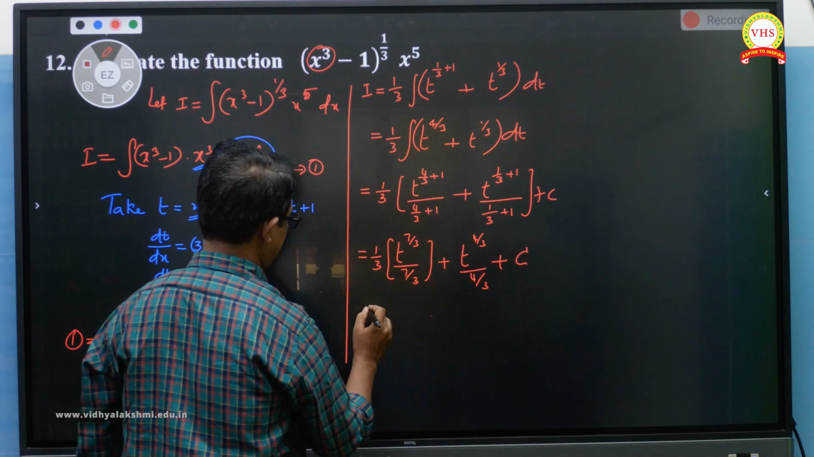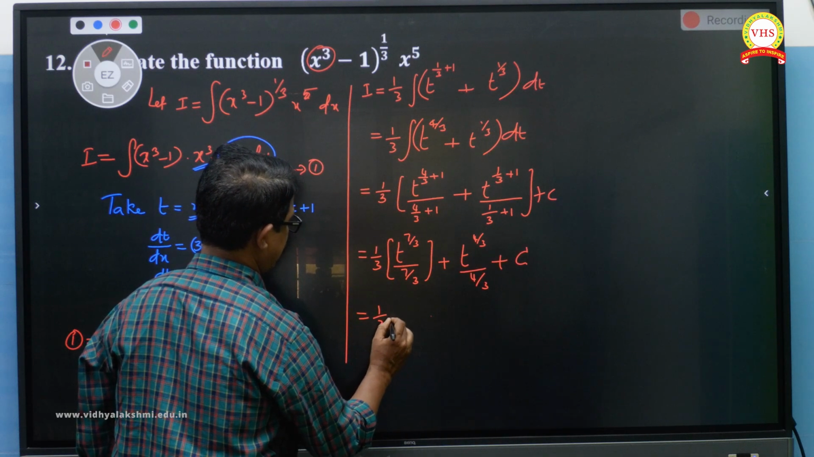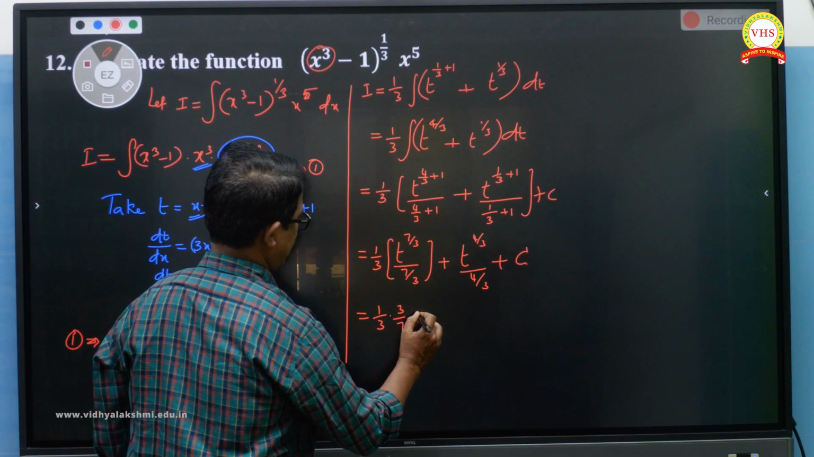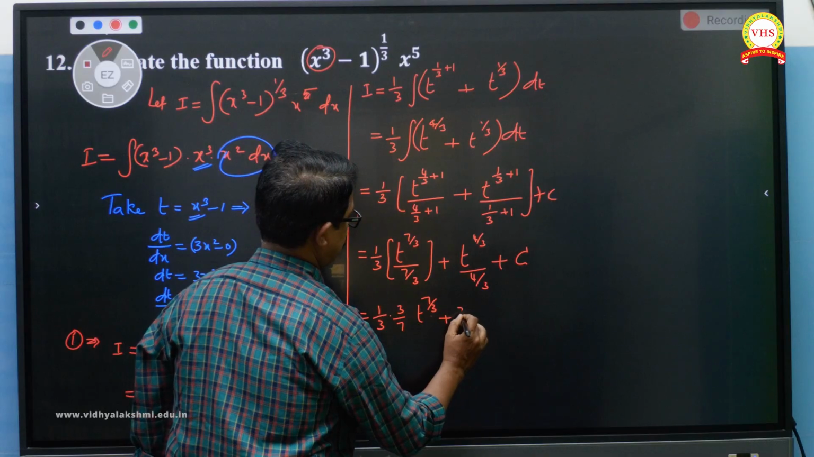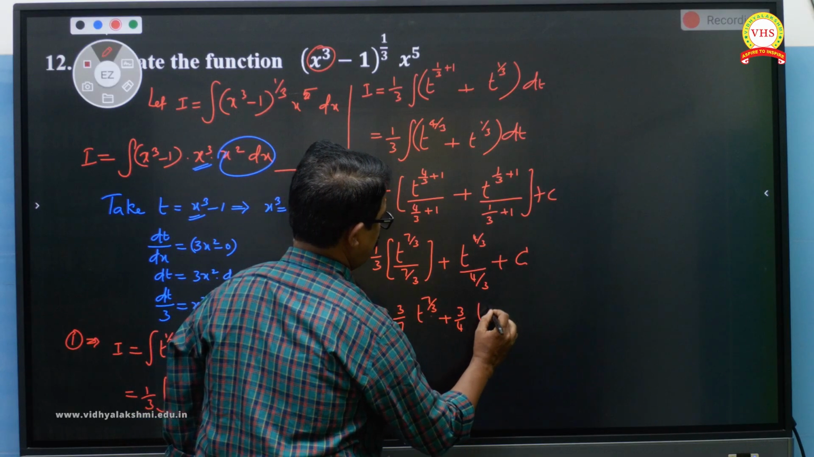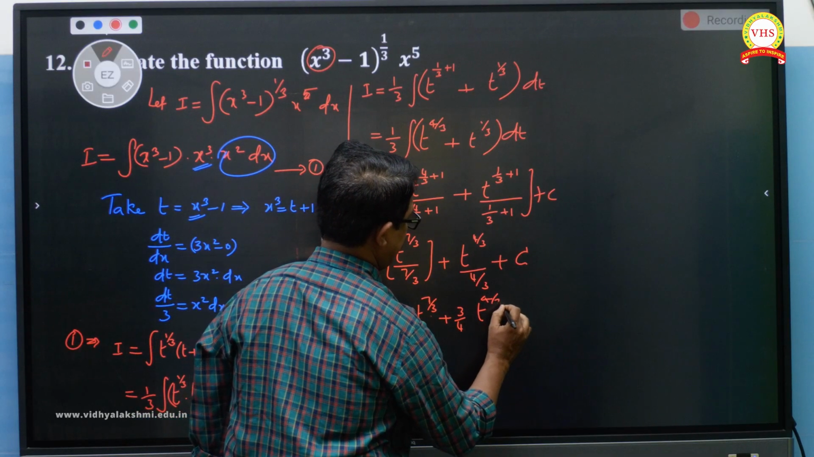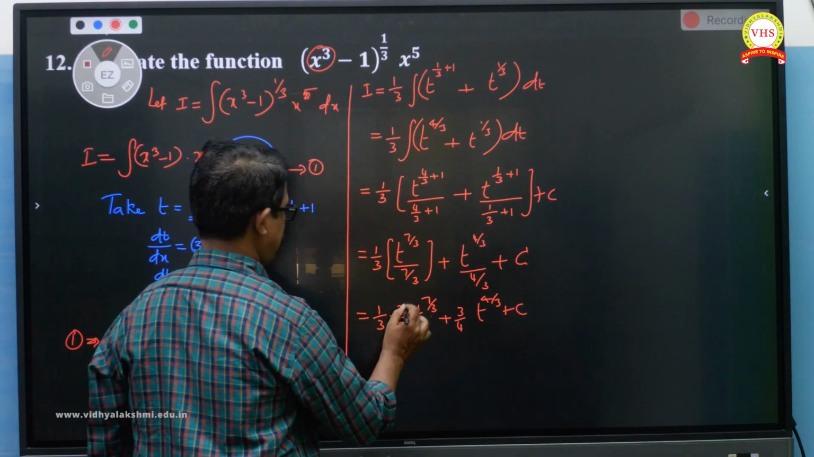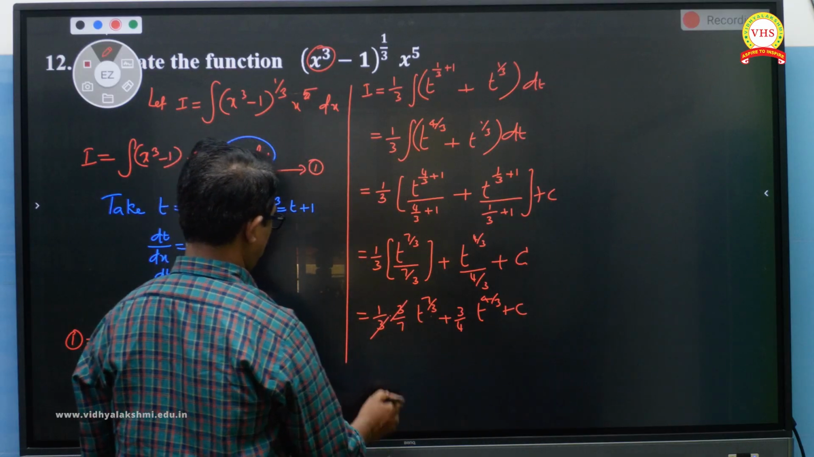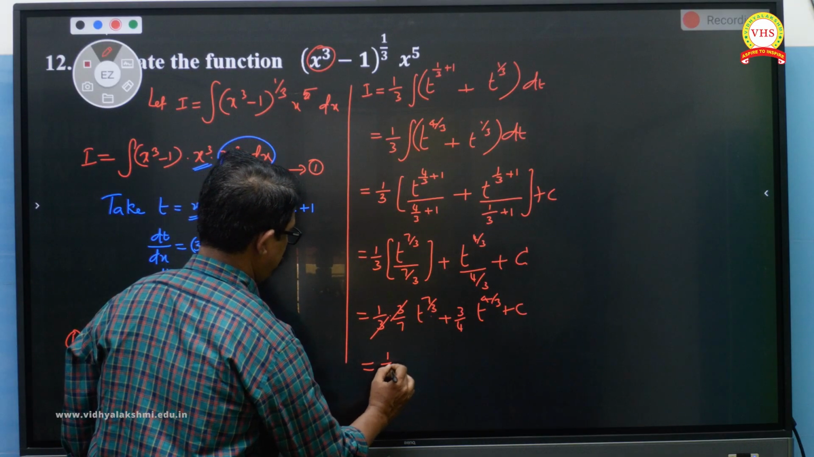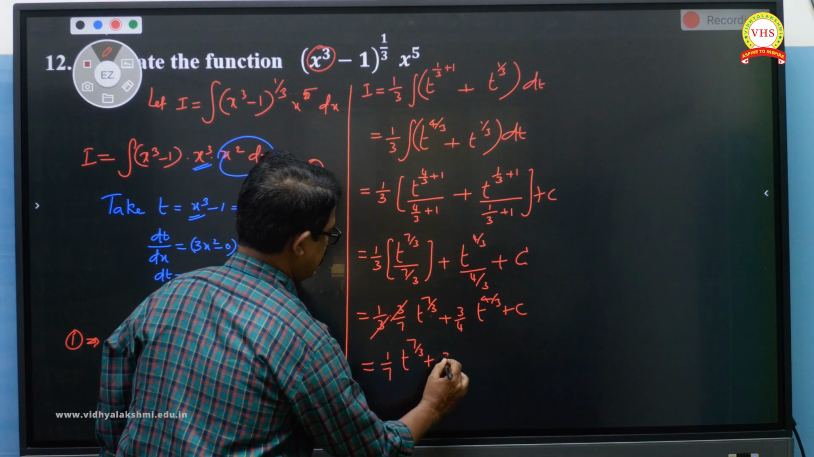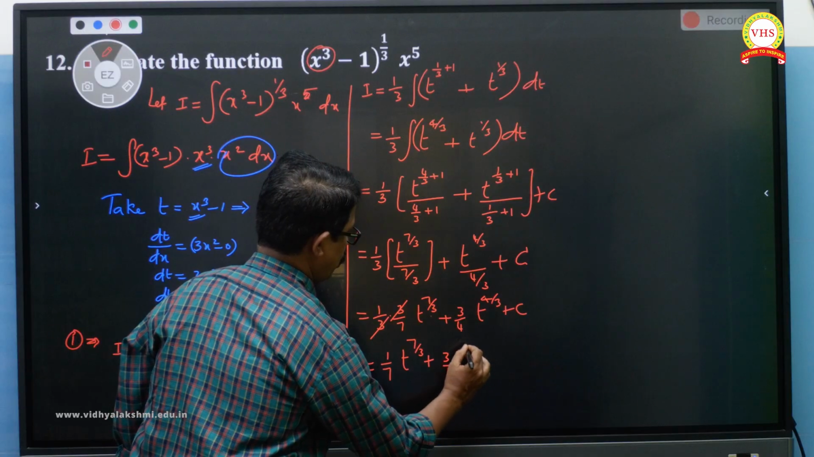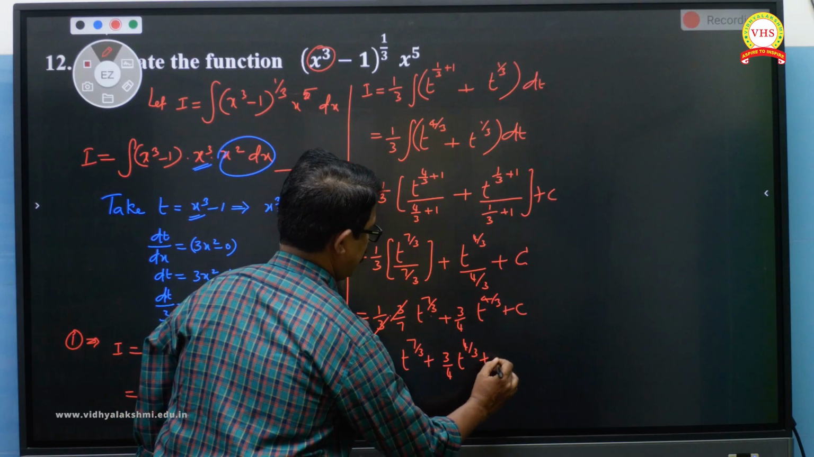Now it is getting reciprocal, that is 1 by 3 into 3 by 7 into t to the power of 7 by 3 plus 3 by 4 into t to the power of 4 by 3 plus c. Now 3 cancels. What are we going to get finally? 1 by 7 into t to the power of 7 by 3 plus 3 by 4 into t to the power of 4 by 3 plus c.